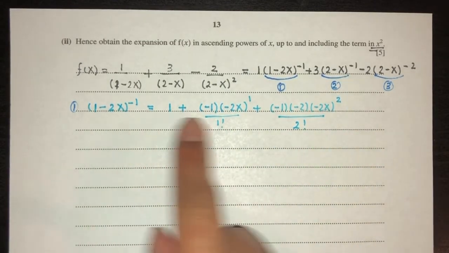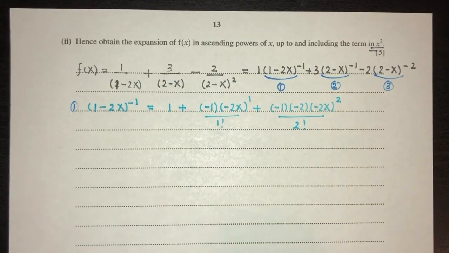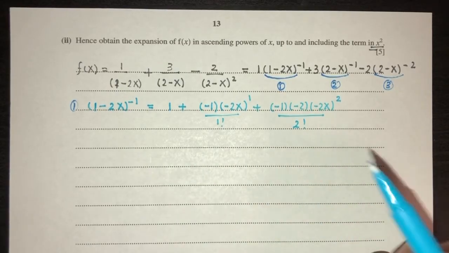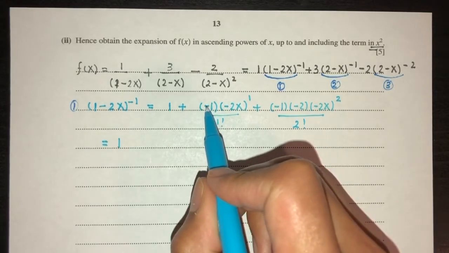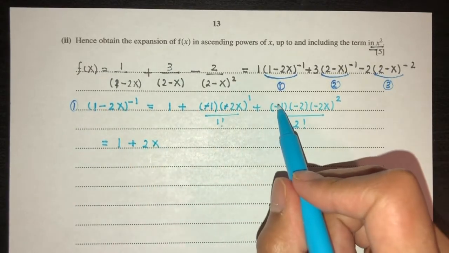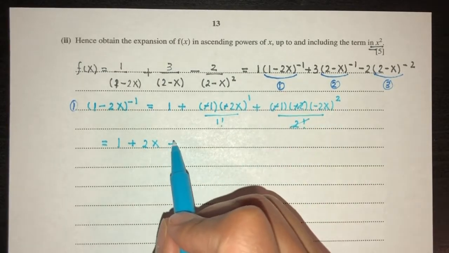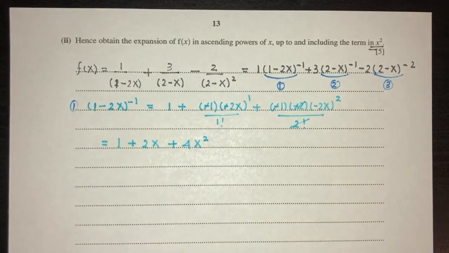If you guys don't know this expansion, don't worry, you will have the formula given to you on the first page of your test. It is on the list of formulae. Okay, so now what can we do? We have to simplify. That is equal to 1 minus minus becomes plus 2x, plus, the 2 cancels out, that becomes plus 4x squared. Okay, that is for number 1.